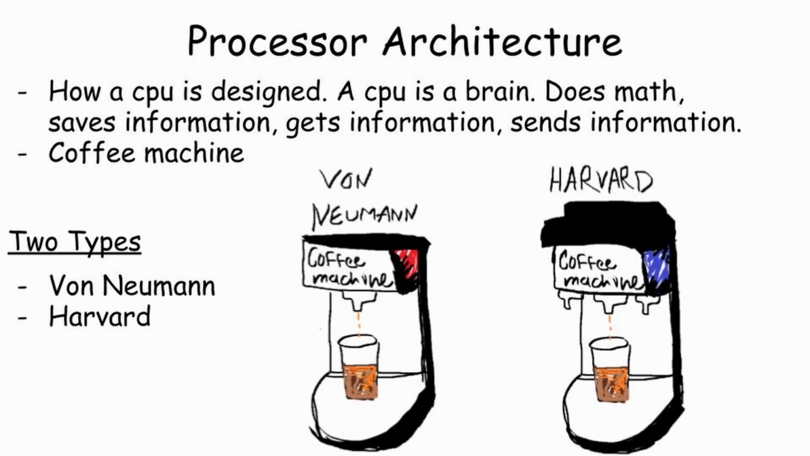Processor architecture. A processor is a brain. It does math, saves, and sends info. In our case, it's a coffee machine. It takes instructions, does the brewing, and sends out coffee. Let's say there are two coffee brands, Von Neumann and Harvard.